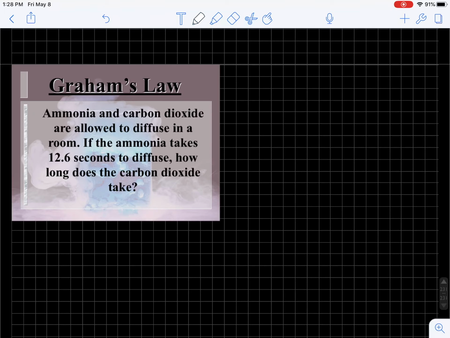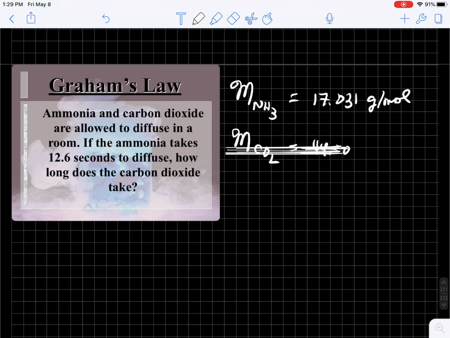Okay, there we go. All right, so again, I'm going to start with molar masses here. So the molar mass of ammonia. So we look up nitrogen and hydrogen. 3 times 1.008 for the hydrogen plus 14.007 for the nitrogen. We get 17.031 grams per mole. And we look up, again, carbon dioxide, which we already know, is 44.